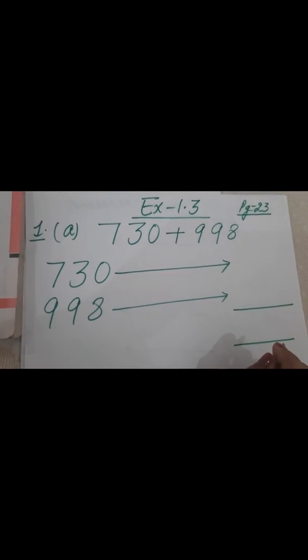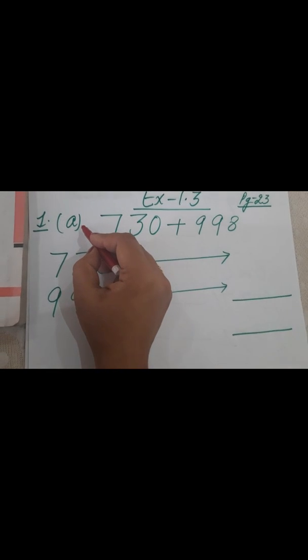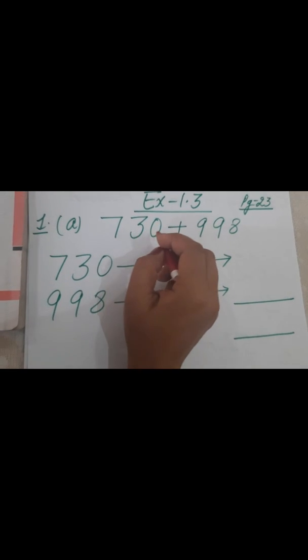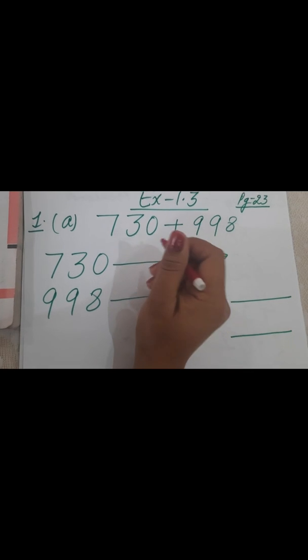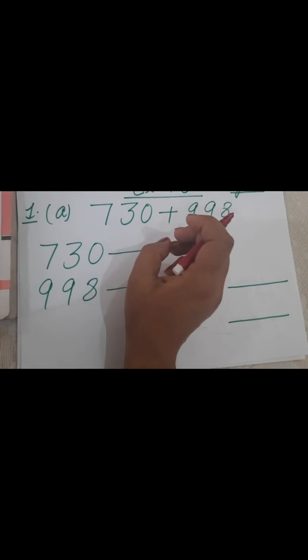Now exercise 1.3, which is on page number 23. The first question is: estimate each of the following using the general rule. If the general rule is given, then you can estimate by rounding off to 10, 100, or 1000.